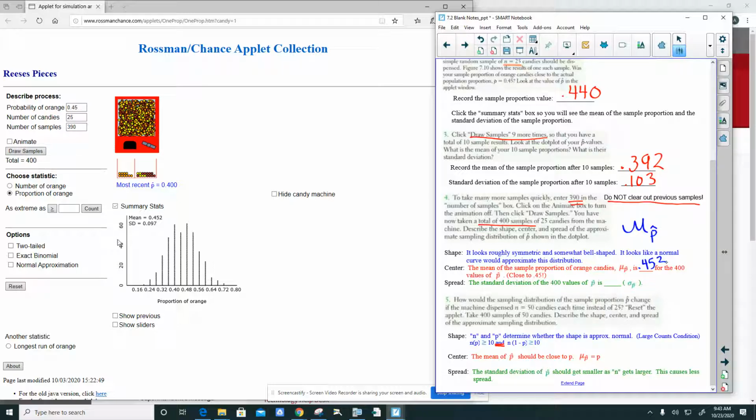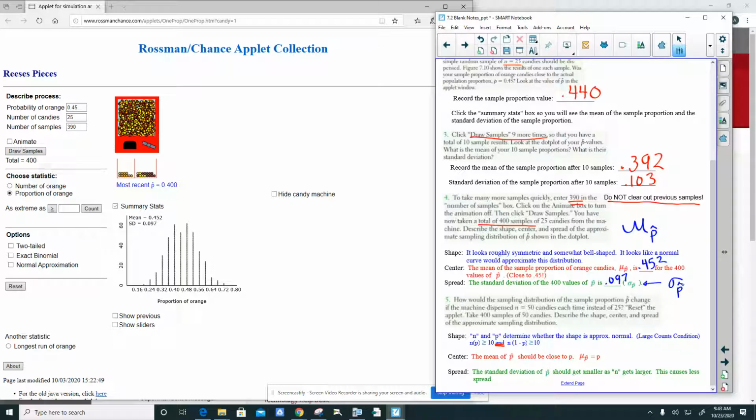Okay, the spread, we're going to grab this from over here, 0.097, and fill that into the blank here, 0.097. Okay. There is also a special symbol that means the standard deviation of your sampling distribution for p-hats, and that's the sigma symbol with a little sub p-hat.